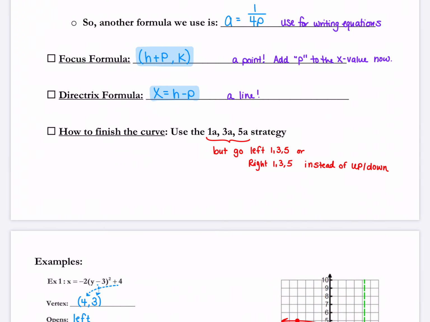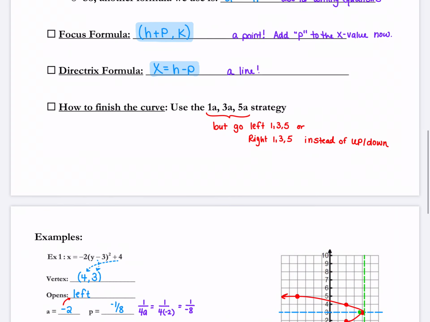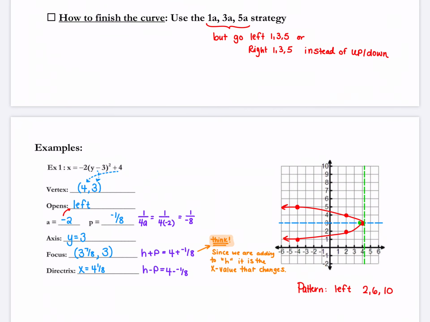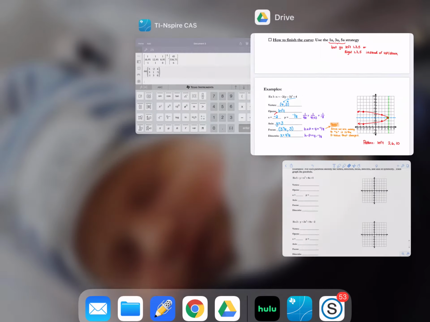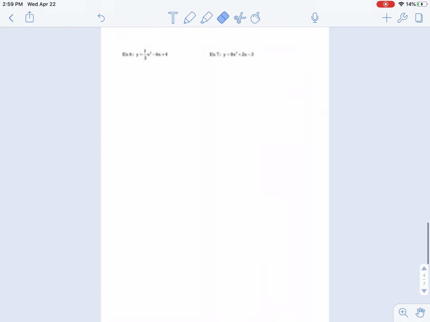1a, 3a, 5a still works, except instead of going up 1, up 3, up 5, or a multiple of that, we're going to go left 1, left 3, left 5, or a multiple of that, or right. So I'm going to do the first problem with you guys. All right, here we go.